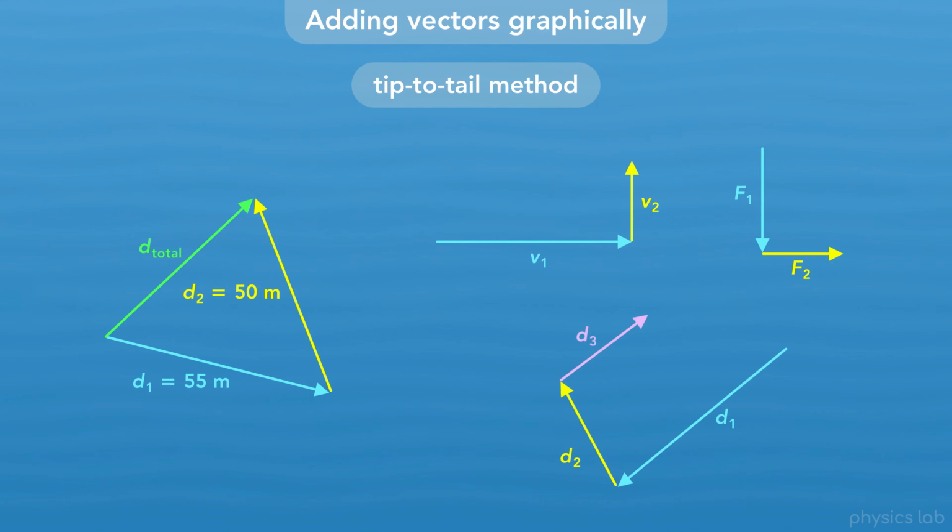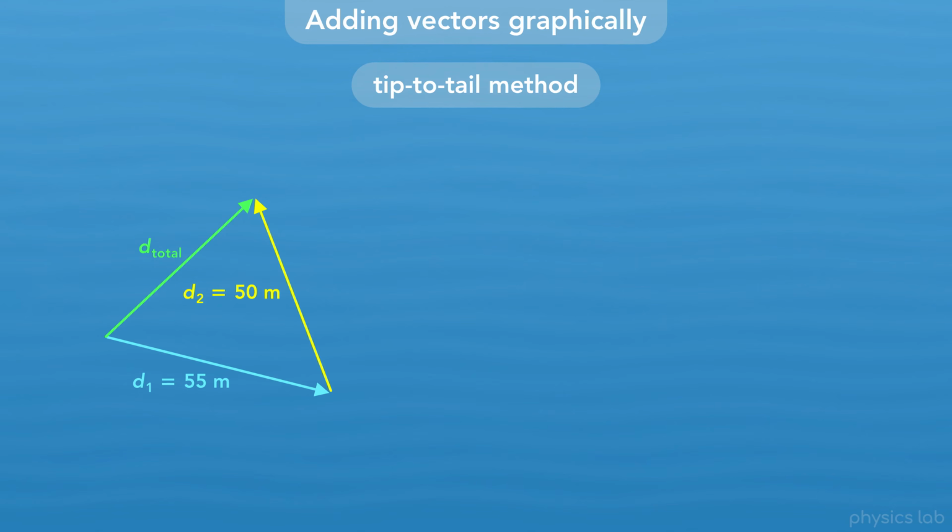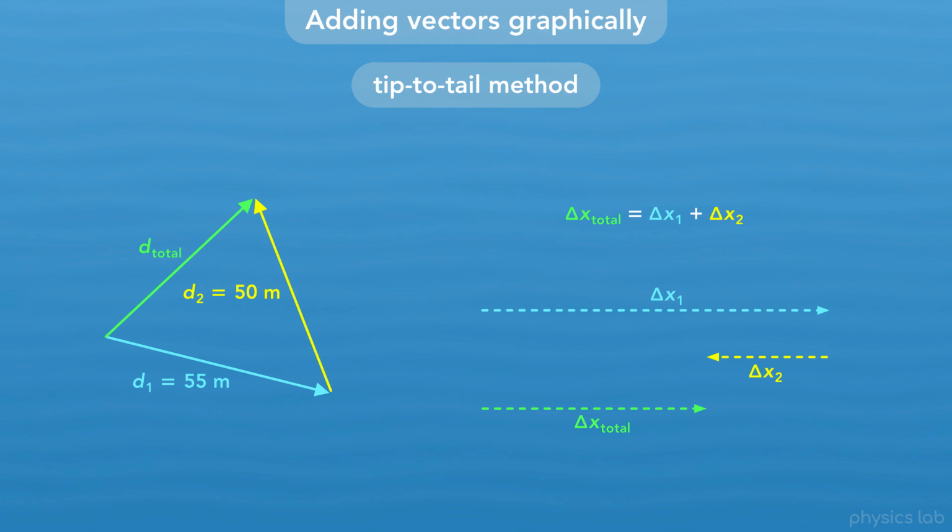We can add as many vectors as we want, tip to tail, and the resultant vector will point from the start of the first vector to the end of the last vector. These are two-dimensional vectors, but it works the same for one-dimensional vectors, like adding the components in the last example. We started with delta x1, then we placed the tail of delta x2 at the tip of delta x1. The total x component started at the beginning of the first component and ended at the end of the second component. So that's how we add vectors graphically.